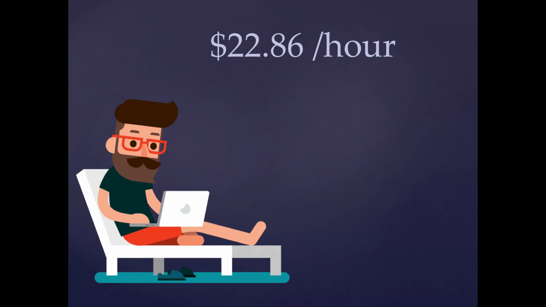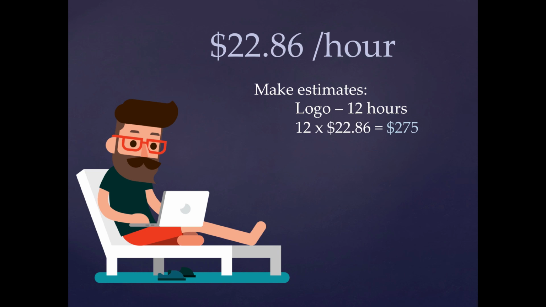Armed with this knowledge, Joe is pretty happy. He can do a lot of things with this particular information. For instance, he can make estimates for how much it would cost different projects. If a logo takes 12 hours to produce, well then multiply 12 hours times his rate of $22 and he'll get about $275. He knows how much he can charge for that logo.